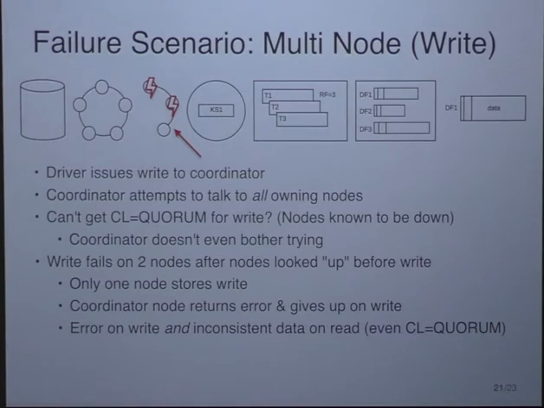Okay, so what if multiple nodes are down and a write happens? The driver talks to the coordinator, which talks to all owning nodes. If you can't get quorum for the write and the nodes are known down, the coordinator won't even bother trying to apply that write. It'll just give up and say, sorry, I couldn't get quorum for this write. I'm not even going to try to write it anywhere. Fail.